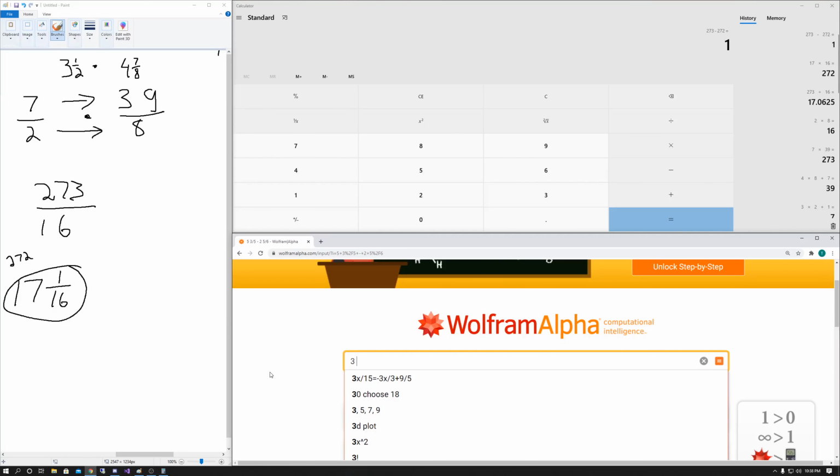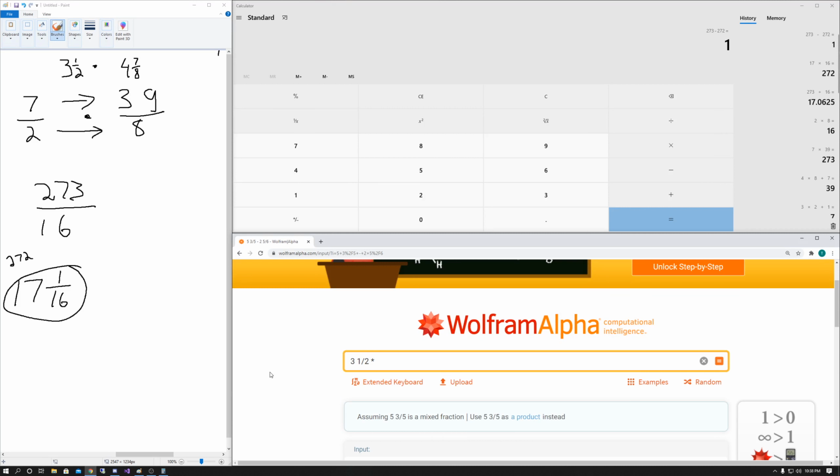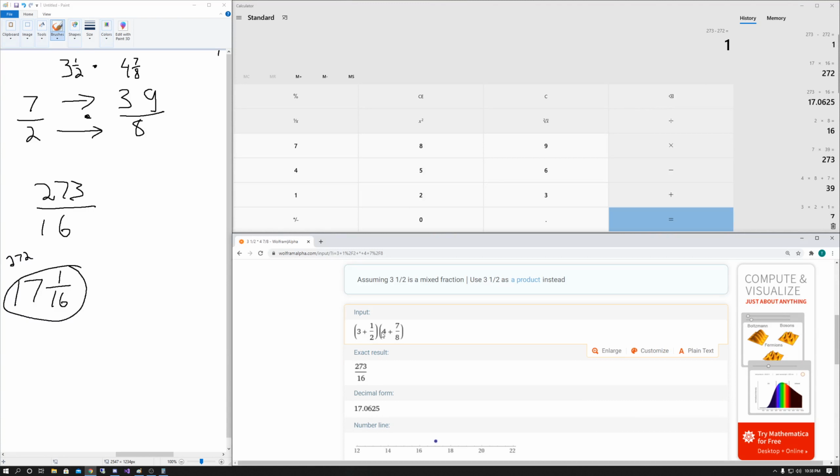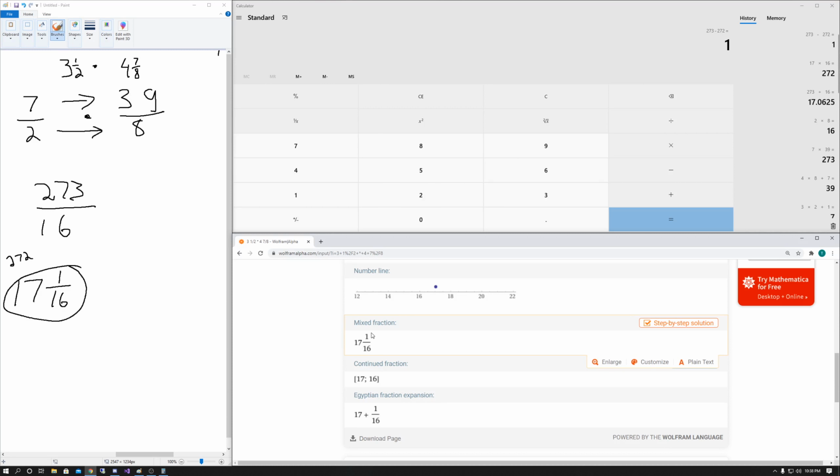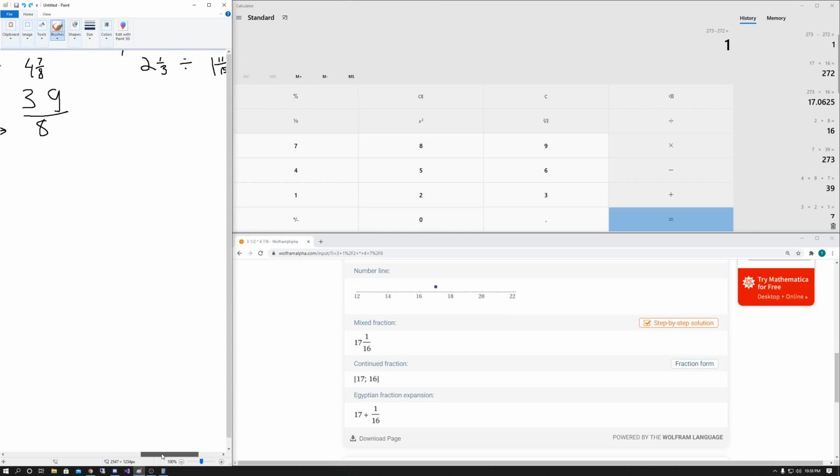So let's say 3 1/2 multiplied by 4 7/8. Does this look like the question? Yes, it does. We're going to go down to our mixed result, 17 1/16. That's exactly what we have. Moving on to division.